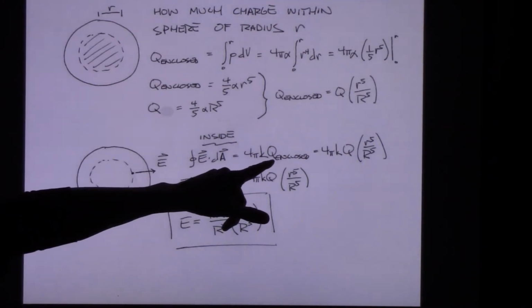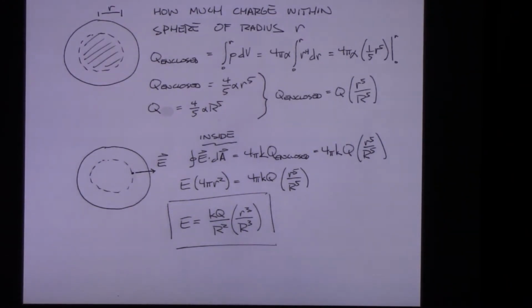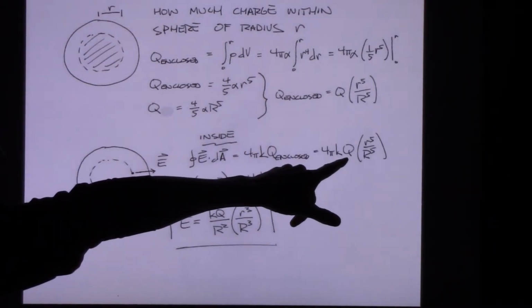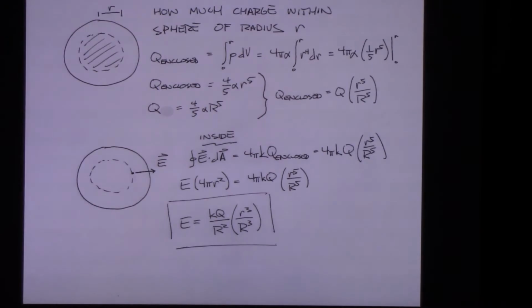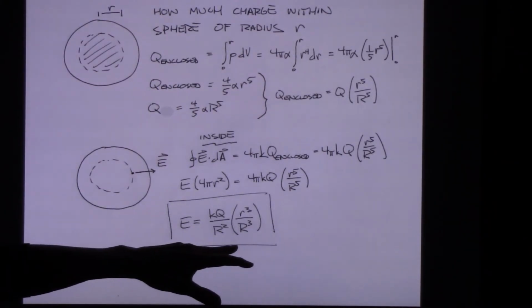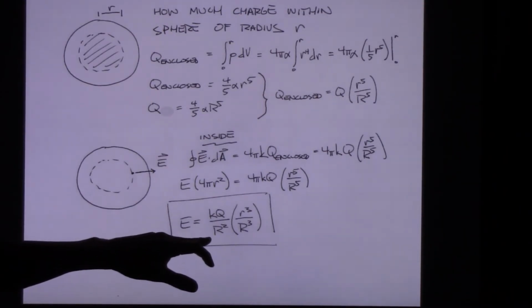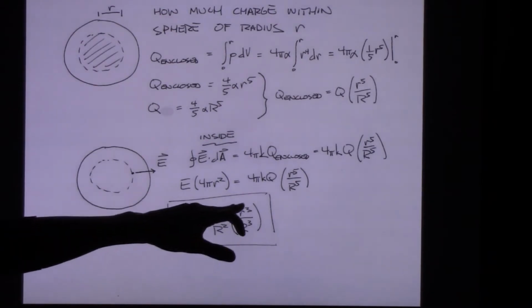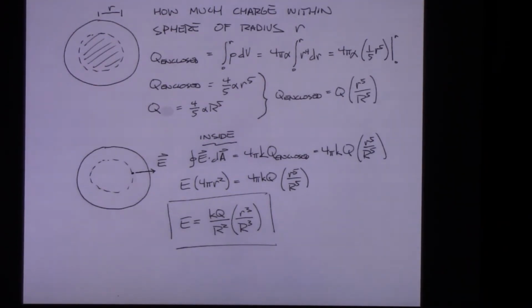The right side, the enclosed charge, which is the more difficult part of Gauss's law, gets replaced with the total charge times this fraction, r to the fifth over R to the fifth. When we plug that into Gauss's law, the resulting equation is kq over r squared, this time with that extra factor of r to the third over big R to the third.